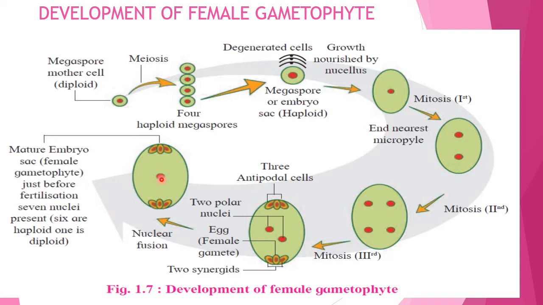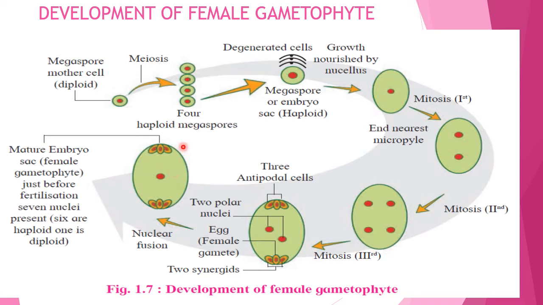So just before fertilization, these 2 polar nuclei will be fusing together to form the secondary nucleus or definitive nucleus. They are actually meant for endosperm development during seed formation after fertilization. So we will come to the function of each part once again later.